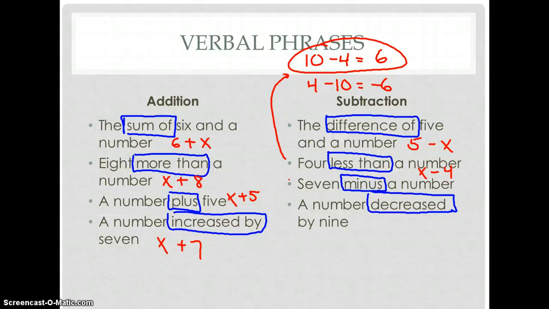7 minus a number is pretty basic. 7 minus x. And a number decreased by 9 is x minus 9. Kind of like that second bullet there. The same goes there.